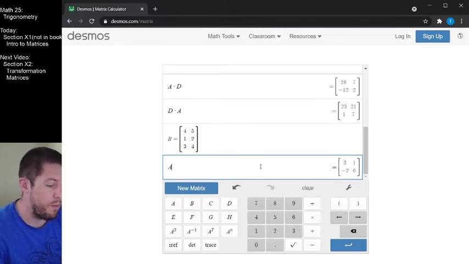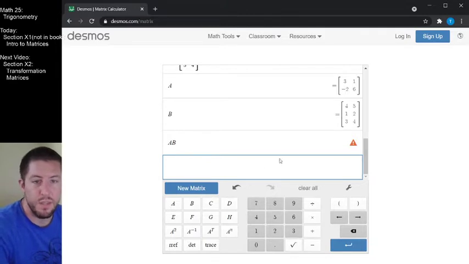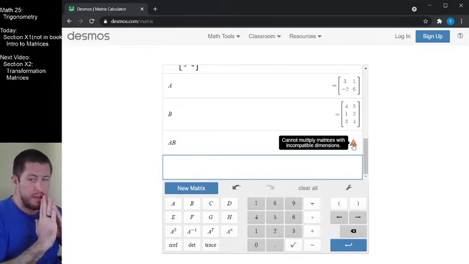And I can ask it, just to confirm, what is A, what is B. So it's got the correct A and B right there. It still remembers them. And if I do A times B, it just gives me the little error thing right here. And what does it say? Cannot multiply matrices with incompatible dimensions. Now, here's the thing I'm thinking.